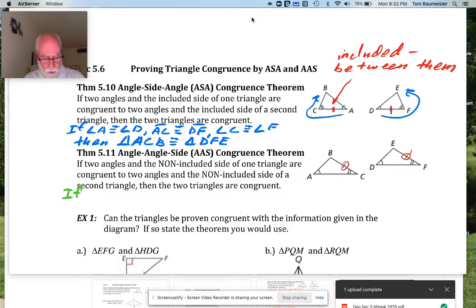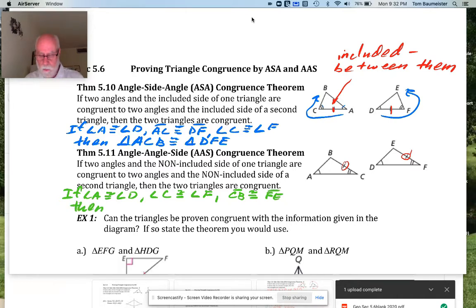So on this one here, let's go ahead and start again. If angle A is congruent to angle D, angle C is congruent to angle F, and if I say line segment CB, look at how I went. I went from the one marked 2 to the one that isn't marked. So you have to follow the same orientation. It is congruent to line segment FE.